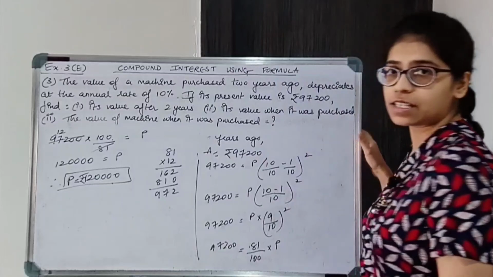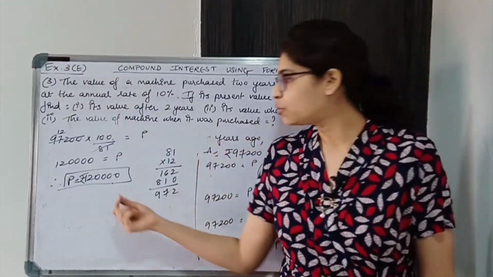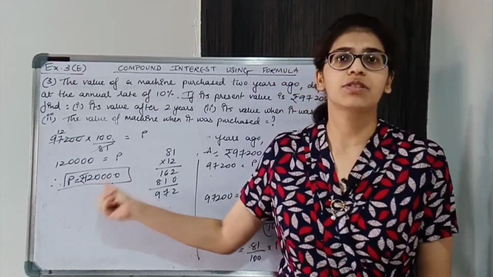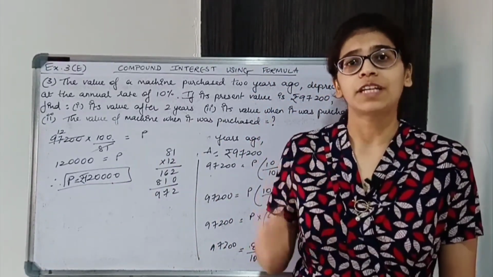Write down the final statement. The value of the machine when it was purchased is equal to rupees 1,20,000. Don't forget the rupee symbol, box the answer, and please write down the final statement.